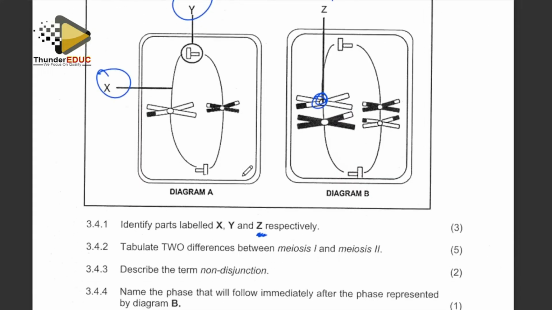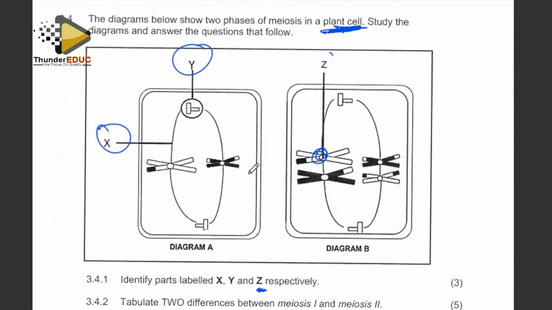I'm going to go with that, because plant cells don't use centrioles. They don't use spindle fibers. They use plates. But that's it. Someone is asking, why is it chiasma? No, it's a centriole.